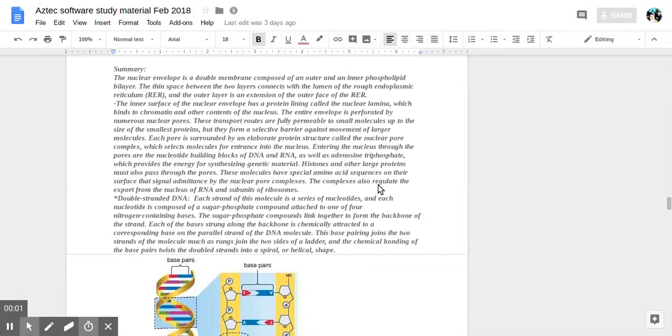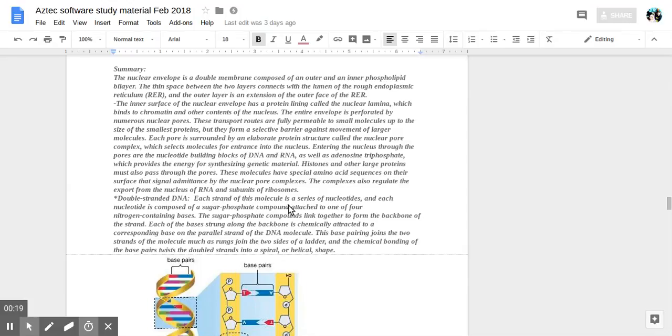Hi guys. We're going over my notes for life science and cell biology in a nutshell. So we're learning about the nucleus and its contents and the genetic material.